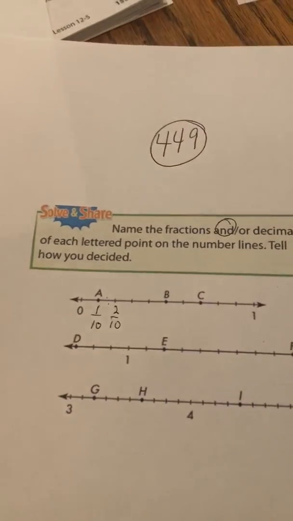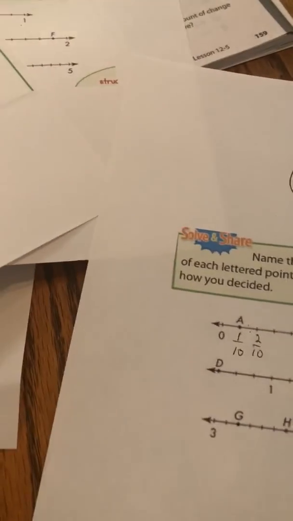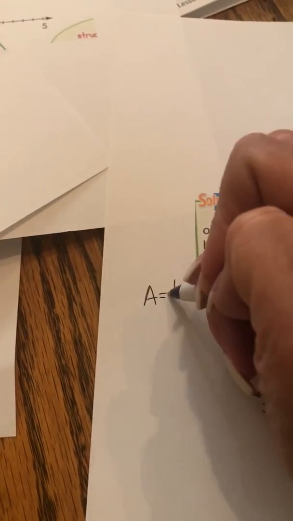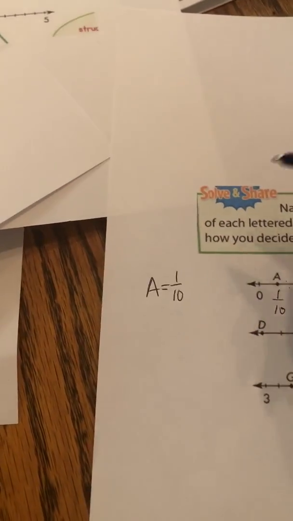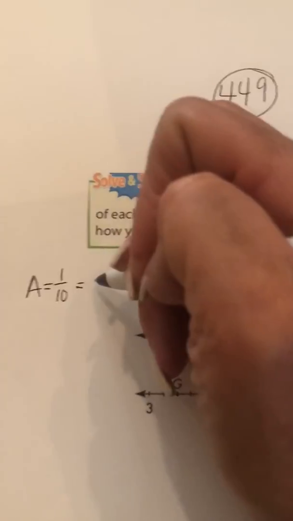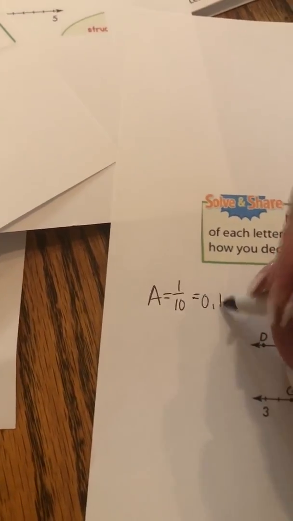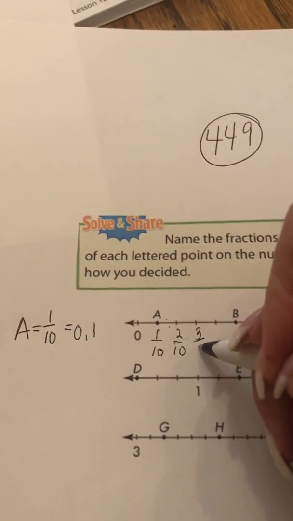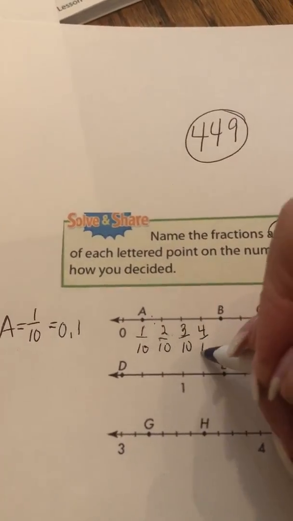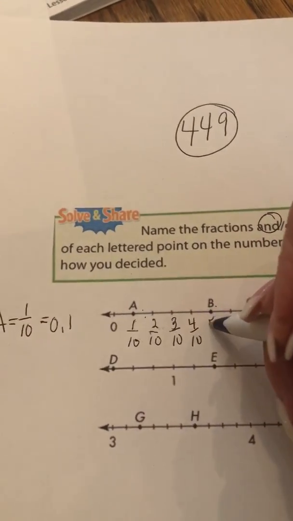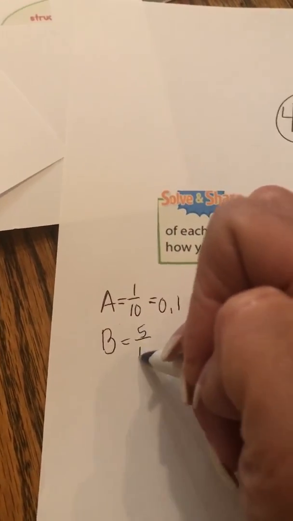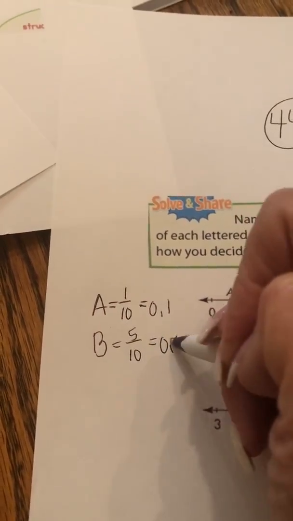I'm going to do fractions and decimals, not just fractions or decimals, but fractions and decimals. So I can see that point A is at 1/10 for the fraction and 0.1 for the decimal. And then I can keep counting by tenths on my number line. When I get to point B, that would be 5/10. And then I can also write that as a fraction and as a decimal.